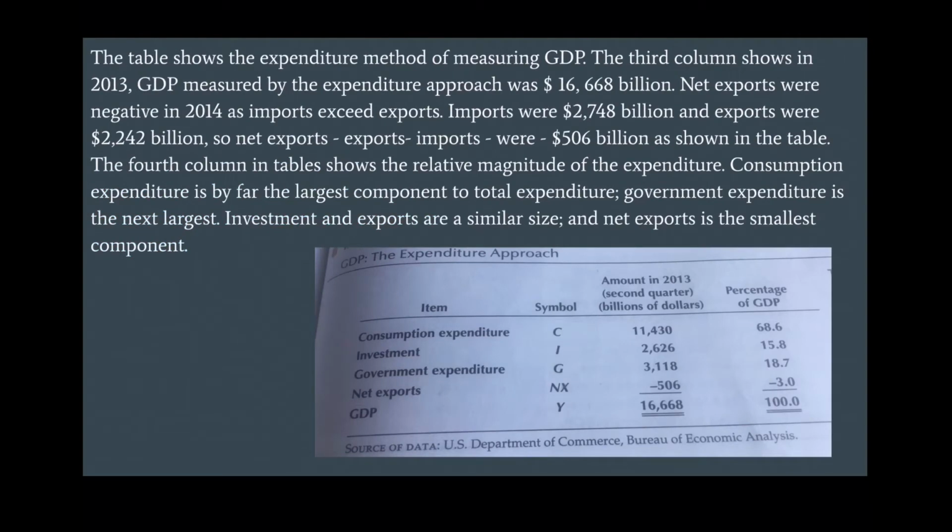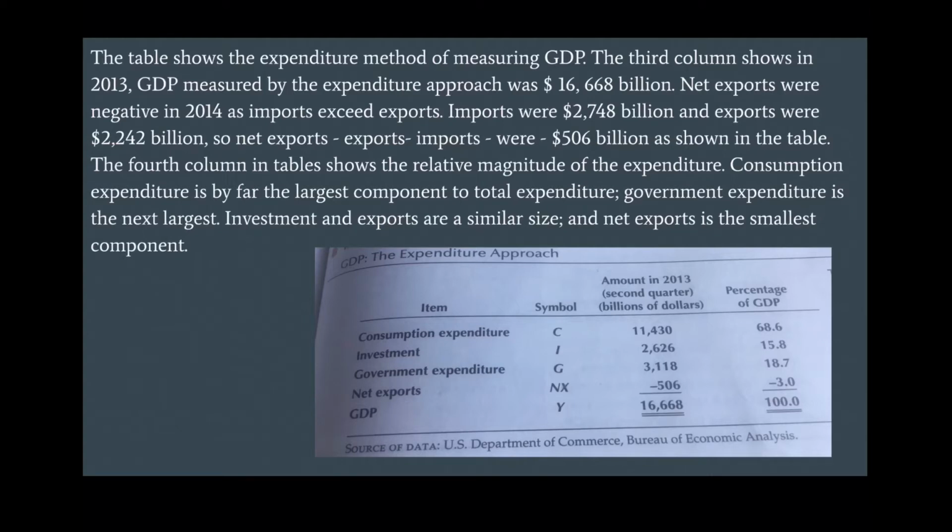The table shows the expenditure method of measuring GDP. The third column shows that in 2013, GDP measured by the expenditure approach was $16,668 billion. Net exports were negative in 2014 as imports exceeded exports. Imports were $2,748 billion and exports were $2,242 billion. So net exports, that is exports minus imports, were minus $506 billion as shown in the table.